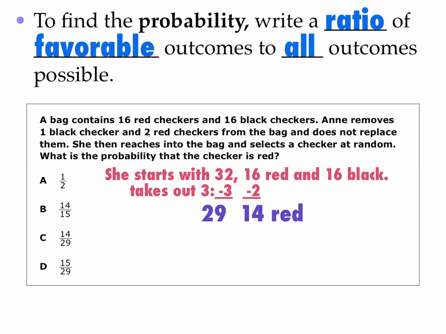And I need to subtract 1 black checker because she took 1 black checker out of the bag, which means she has 15 black checkers left. The question they're asking us is, what is the probability that the checker is red? So my favorable outcome here would be that I pull out a red checker. There are 29 different checkers that I could choose from, and 14 of them are red. So the ratio is going to be 14 over 29, C.